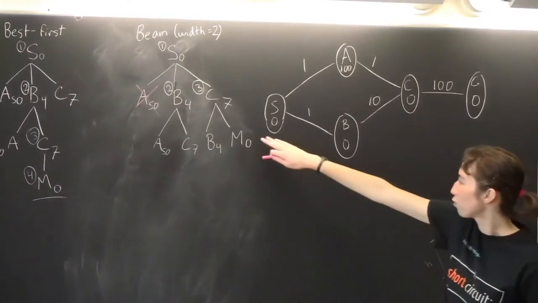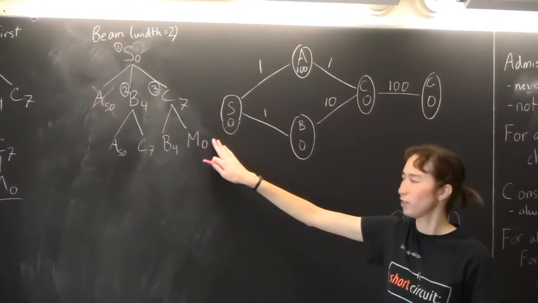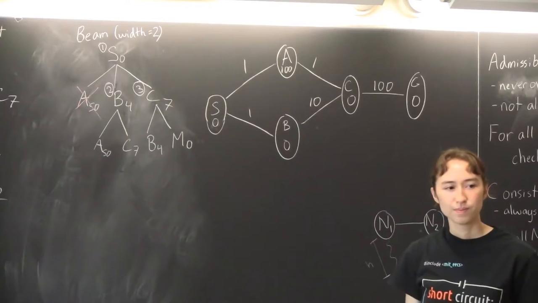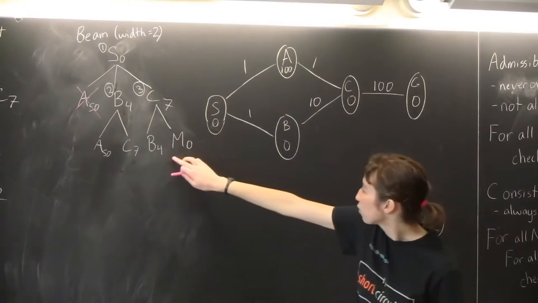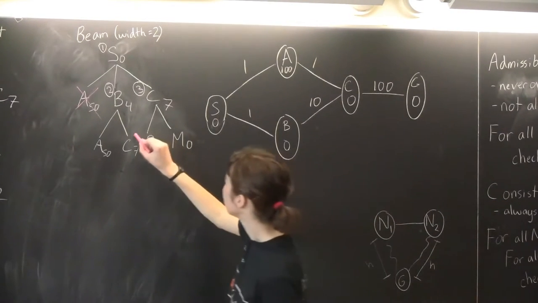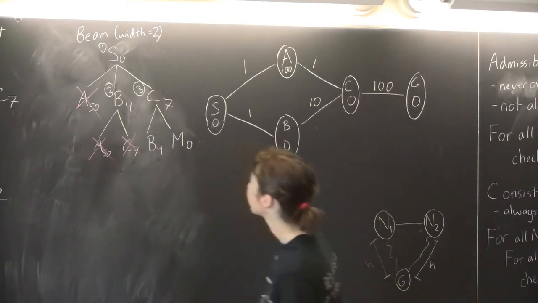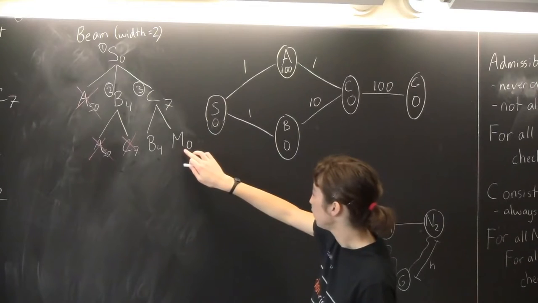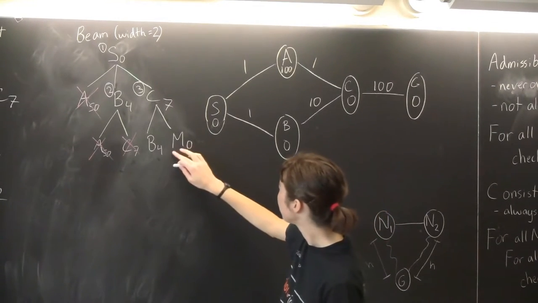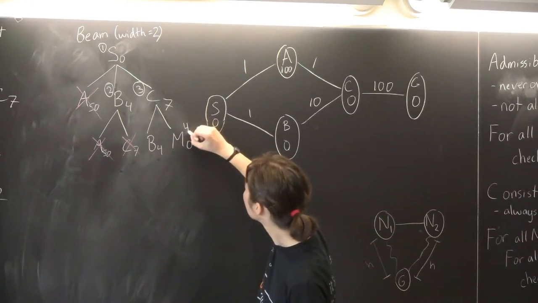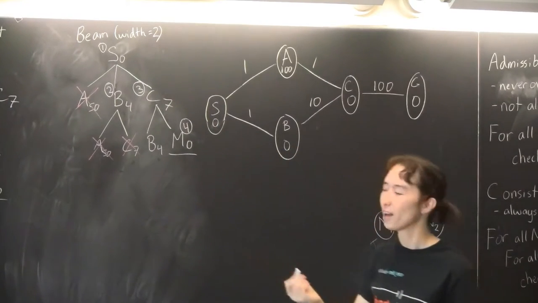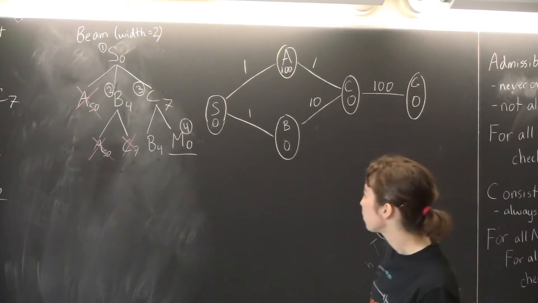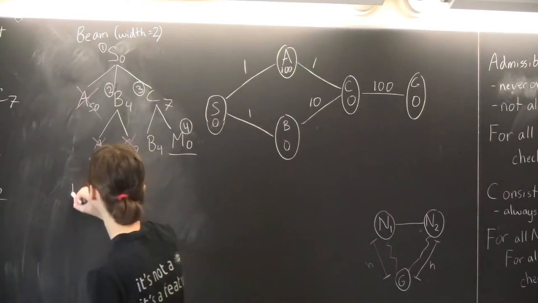So now we have more than two paths at this level, so we'll have to get rid of some of them. Which two should we keep? Zero and four, because those are the smallest heuristic values. So we'll get rid of these guys. And then we're going to extend both of these, starting with the best one. So we extend this M0. And hey, look, we found a path. So we're done there. We could try beam with a different width just to see how it compares.